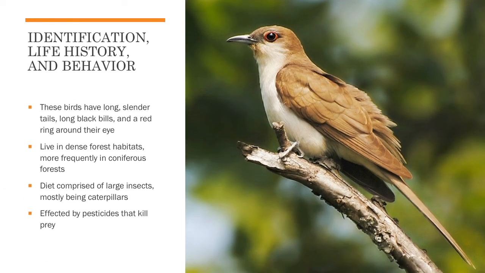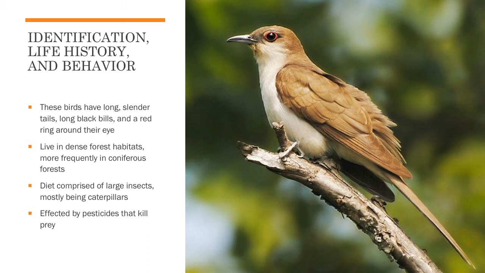Black-billed cuckoos have long, slender tails, long black bills, and a red ring around their eye. Their plumage is light brown on the back of the bird, with a white belly and white tips on the tail. Black-billed cuckoos have altricial young in clutches of 2 to 5 and live in dense forest habitats, more frequently in coniferous forests. This could be why they have been spotted at Kamiak Butte, as it is a dense coniferous forest habitat suitable for their needs.